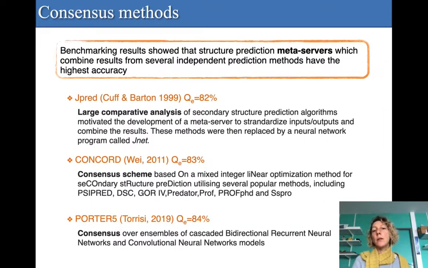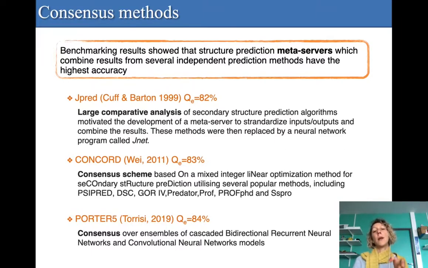Consensus methods. So these are obviously those that were the best. Okay, 82, 83, 85%: SSpro, Concord, Porter 5. So these are meta servers. They use a lot of tools, they compare them, and they just combine in a consensus scheme. And so I put this Porter 5, which is very recent, 2019, so last year, over ensembles of cascaded bidirectional recurrent neural network and convolutional neural network models.